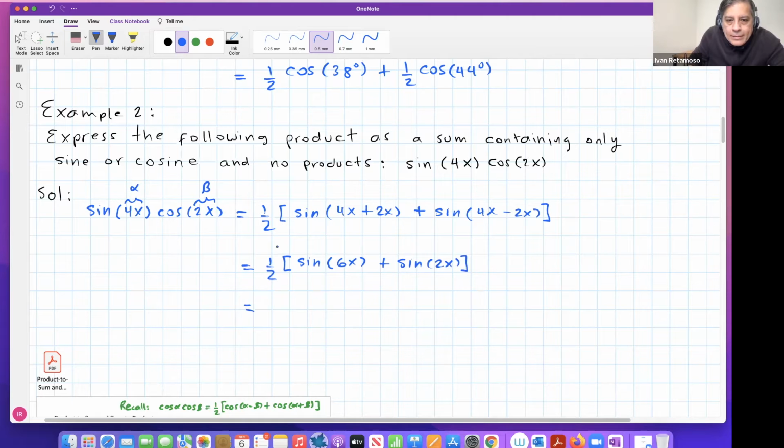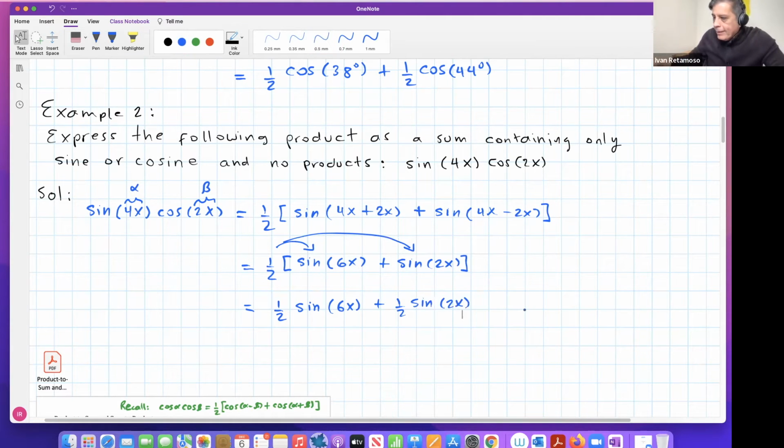And finally, just distribute the multiplication of a half: 1/2 of sine of 6x plus 1/2 of sine of twice x, okay? Now, here guys, a warning. Often students ask me, Professor, can I cancel this 2 with this 6, 2 into 6, 3? The answer is no. Don't do that, guys, because there is a sine here sort of protecting this 6x, right?